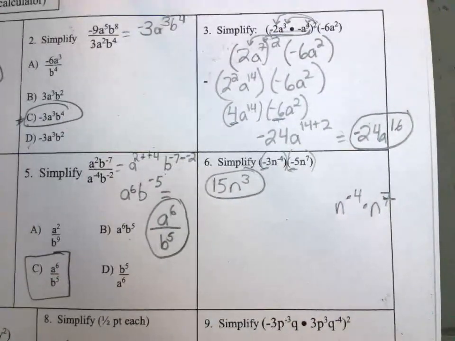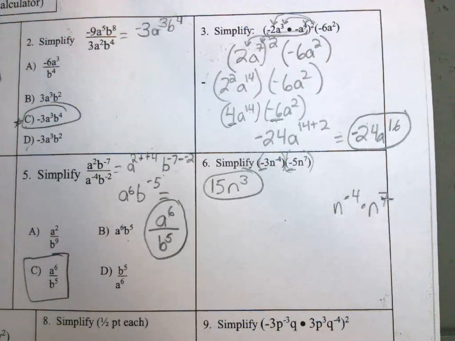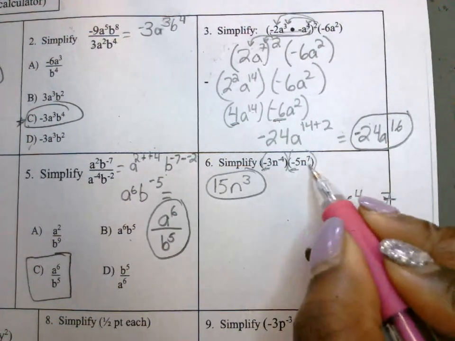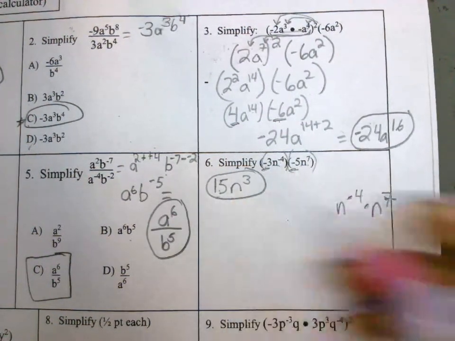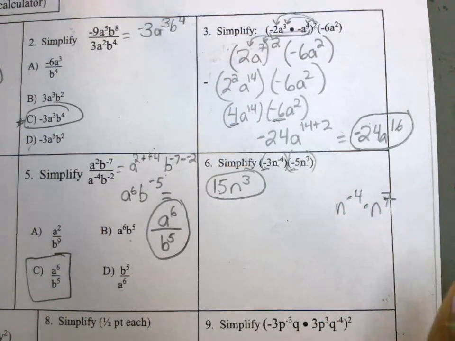Please look at it. Make sure that you understand how we got that as an answer. Is there anyone that is lost? Yes. Where did you get lost? How did you get 15? Negative times negative is positive. 3 times 5 is 15. Okay, yep. I see that. Anybody else? You good? Okay.